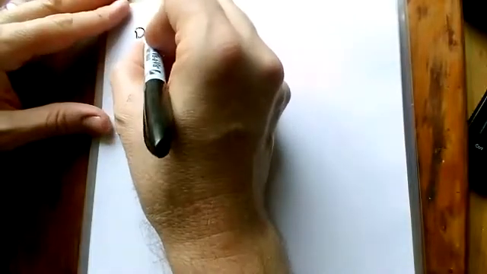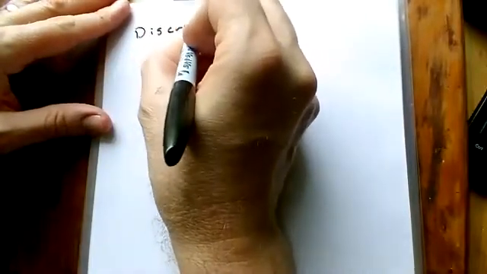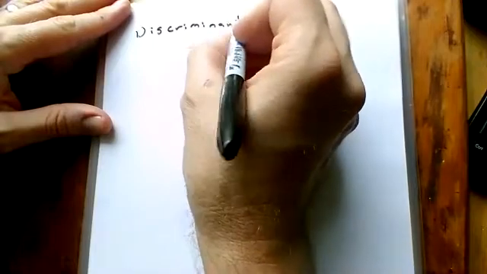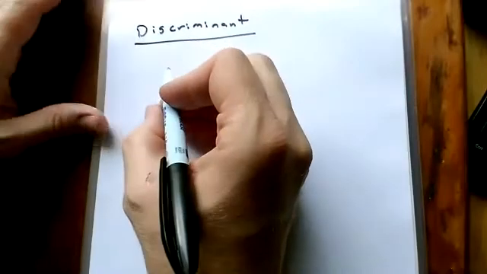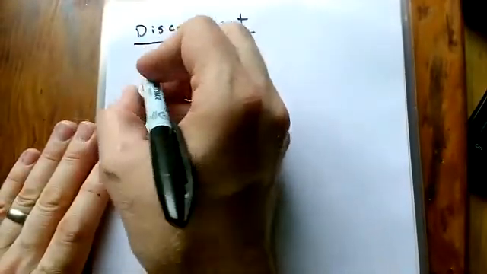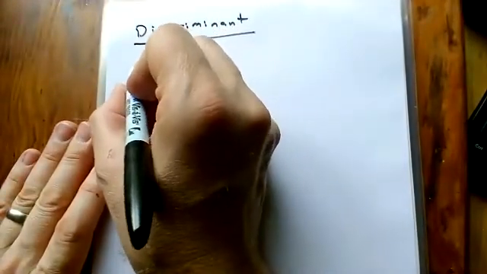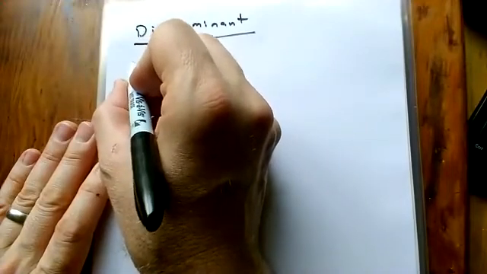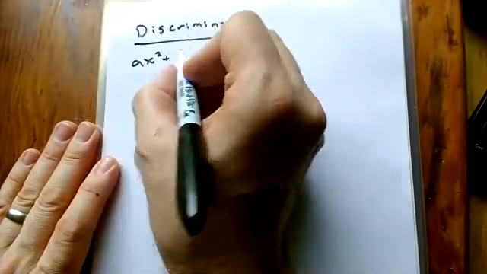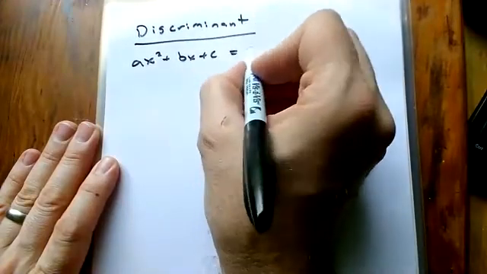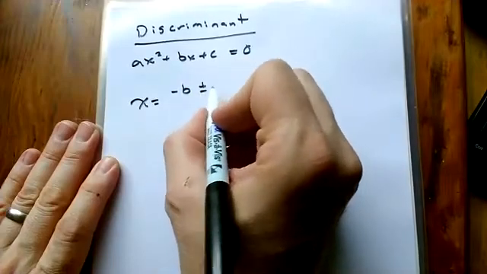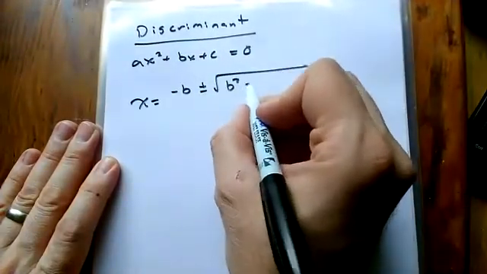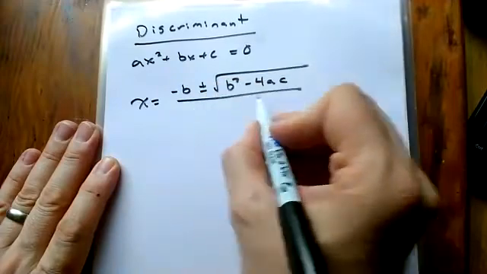So what we're going to be talking about is the discriminant. The discriminant is part of the quadratic equation, or the quadratic formula. So if you've got ax squared plus bx plus c equals 0, remember our quadratic formula is negative b plus or minus the square root of b squared minus 4ac all over 2a.